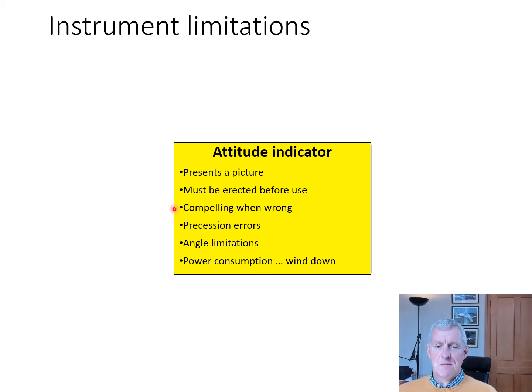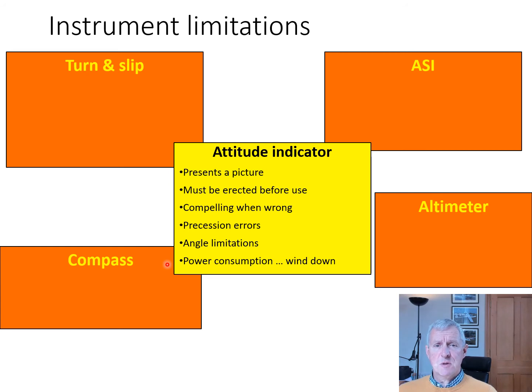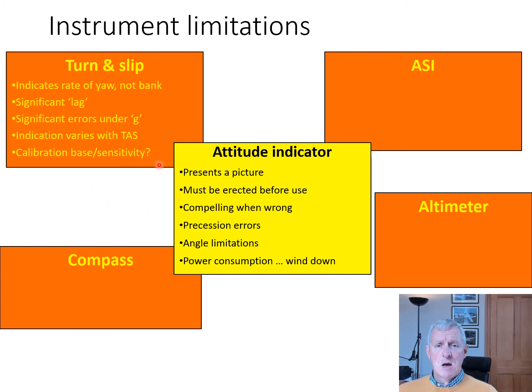And then they've got a number of errors, precession errors, limitations on the angles they can go to, so we can cause them to topple and give erroneous indications. And lastly, they take quite a lot of power, and they might wind down if the battery is looking a bit low. The other instrument, the turn and slip, indicates rate of yaw rather than bank, so it's not really giving us what we want.